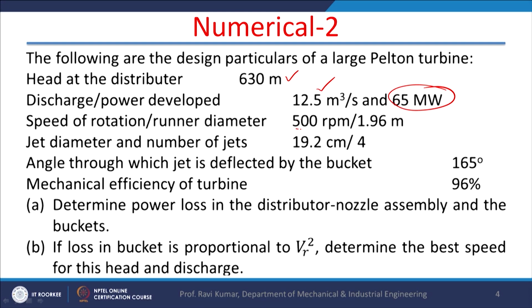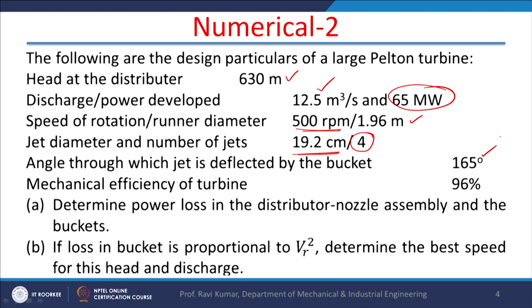Speed of rotation of the wheel is 500 RPM. Runner diameter is 1.96 meters, approximately 2 meters. Jet diameter is 19.2 centimeters and there are 4 jets. As I told you in my previous lectures, in a Pelton wheel it is not necessary to have only one jet. There can be n number of jets in a Pelton wheel. So here there are 4. Angle through which the jet is deflected by the bucket is 165 degrees, and that is the most desired angle.